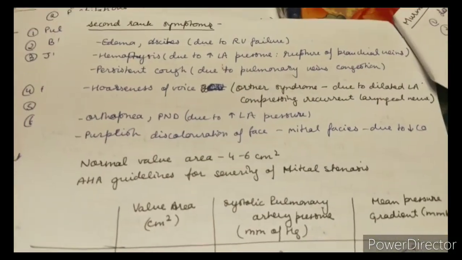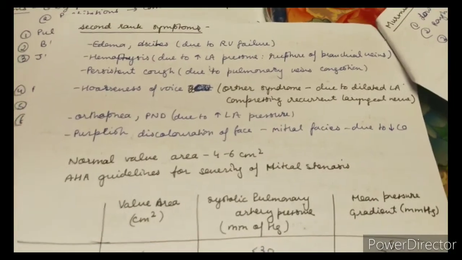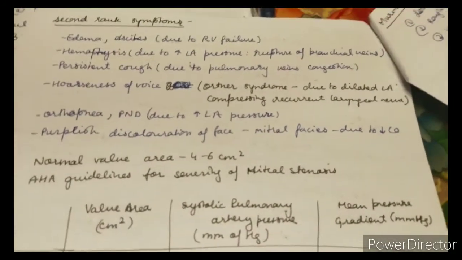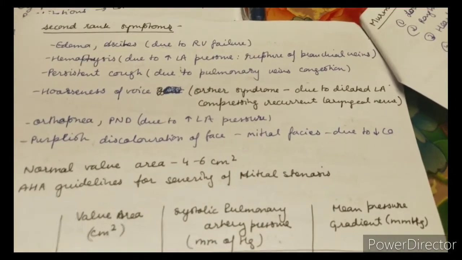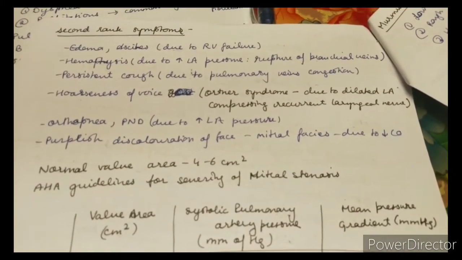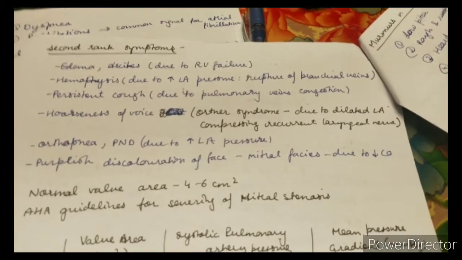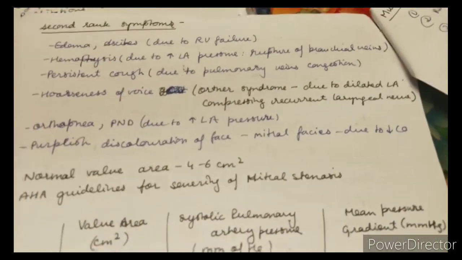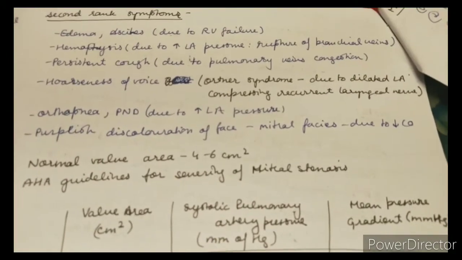Now let us talk about those second rank symptoms which are usually considered as complications. So these are edema, ascites. Now they will occur due to the right ventricular failure. When the right ventricle fails, that will lead to the accumulation in the whole body, and especially pedal edema you can see, and you will also get the ascites.